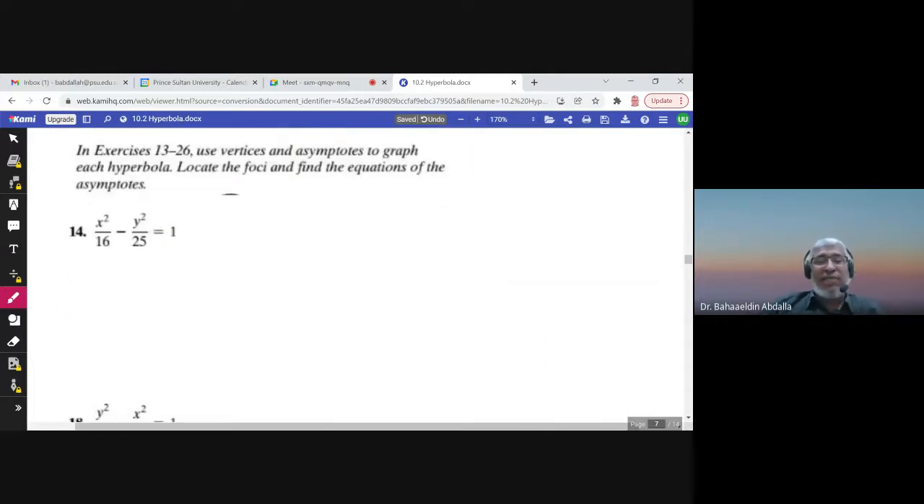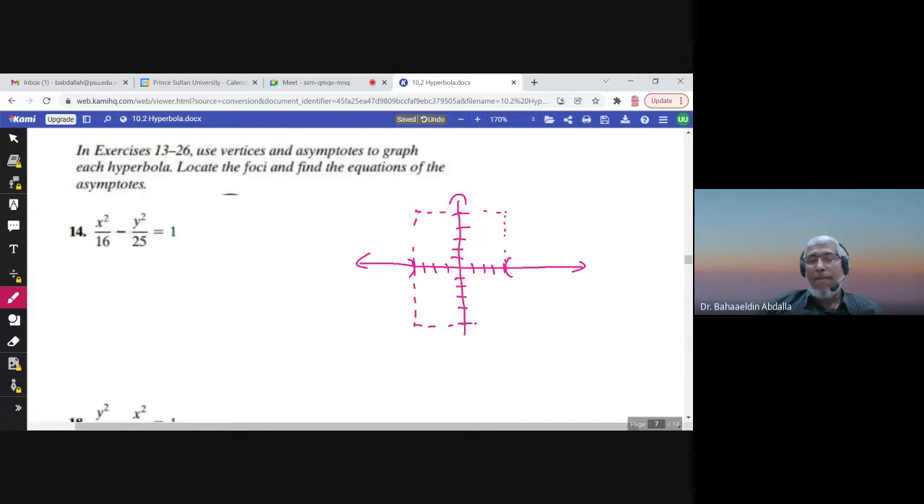Use vertices and asymptotes to graph each hyperbola, locate the foci, and find the equations of the asymptotes. The center is 0, 0. Go 4 units to the right and left, 5 units up and down. These are the vertices. You can draw the fundamental rectangle, and then the asymptotes. This is always the case.